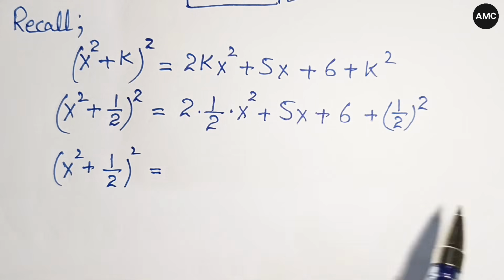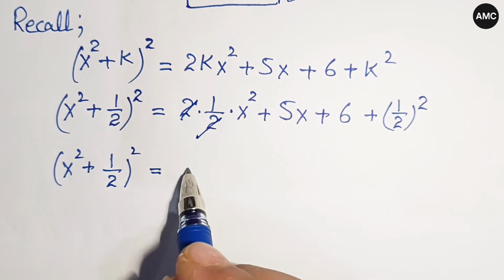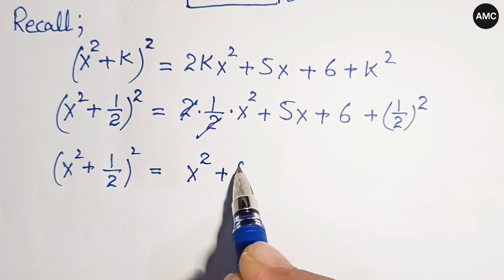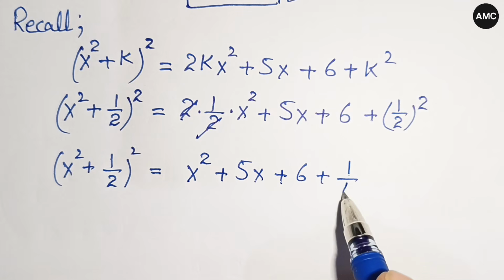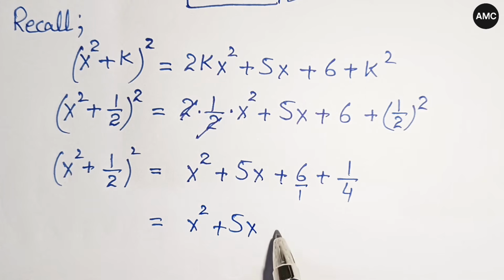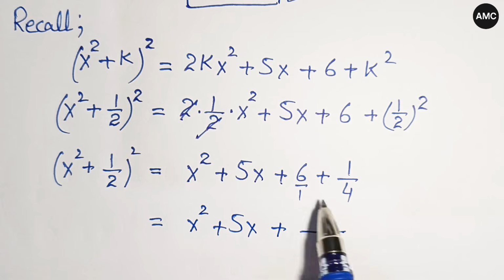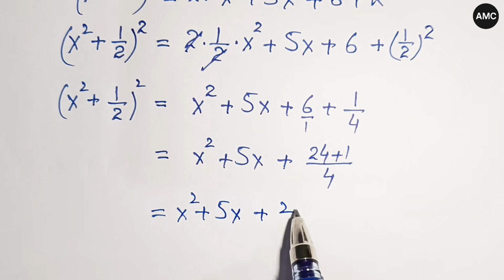Now we have to solve our right hand side. Here this 2 is cancelled out, we get x squared plus 5 times x plus 6 and plus here we have 1 over 4. So if the denominator is 1 here, then we get x squared plus 5 times x plus, here we have 4, 6 times 4 is 24 plus 1. So we have x squared plus 5 times x plus 25 divided by 4.